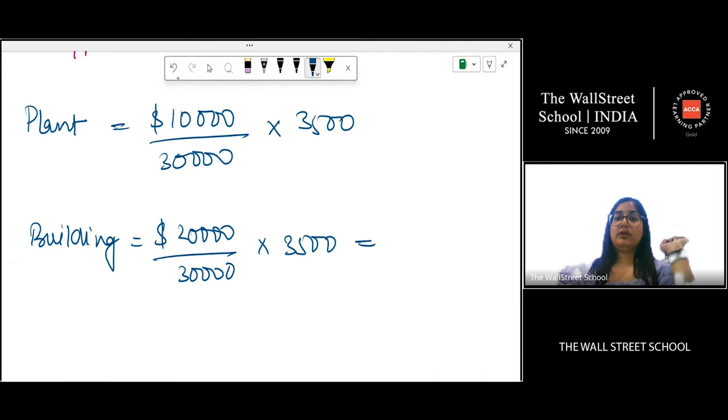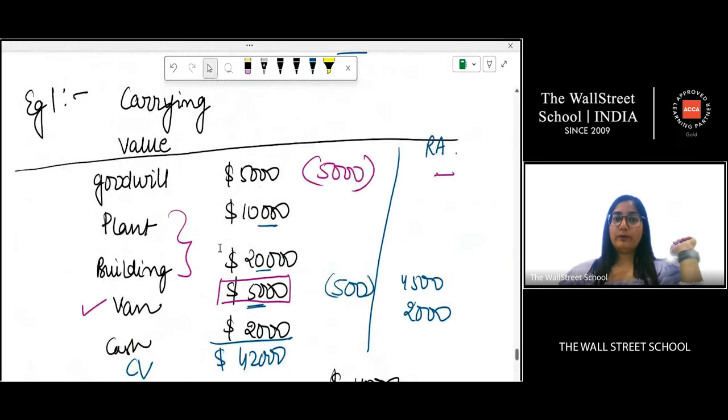ठीक है, तो कितना कितना स्प्लिट हो गया? What is the amount of impairment that we are getting? 3,500 divided by 30,000 times 10,000 is 1167, and here 2333. ठीक है, तो हमने 3500 को प्लांट और बिल्डिंग में स्प्लिट कर दिया. ठीक है, तो 1167 यहाँ पर आ गया प्लांट में, जितने का कम हो, और ये 2333.